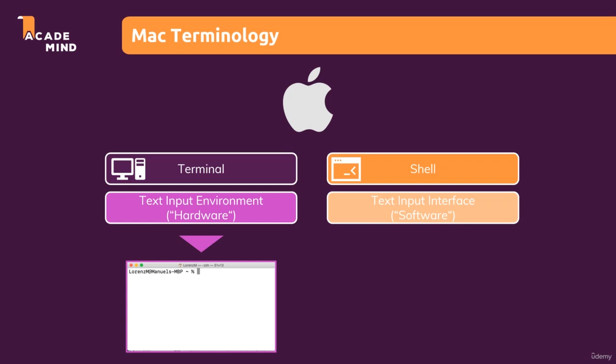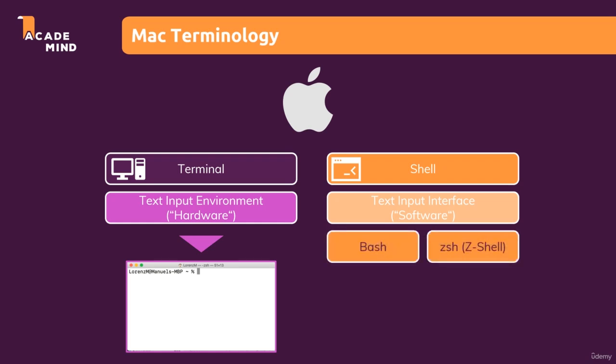On the Mac, we have two different shells, two different text input interfaces. The first one and the older one is the so-called bash, and the latest one is the Z or ZSH, the so-called Z shell. So these are the core terms you have to keep in mind when you talk about the terminal or text-based interaction on a Mac.